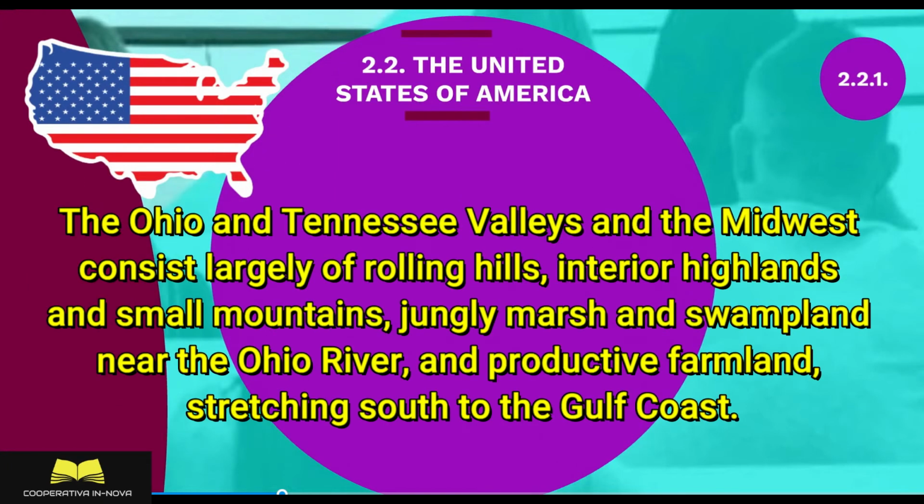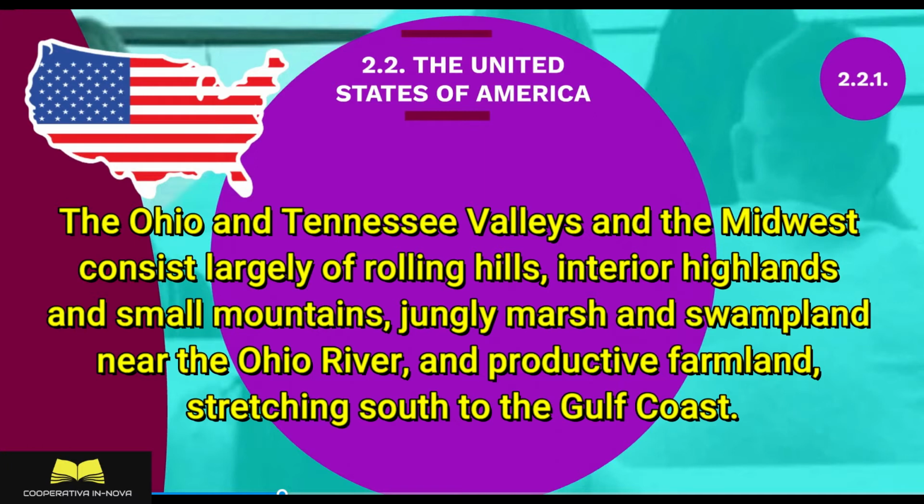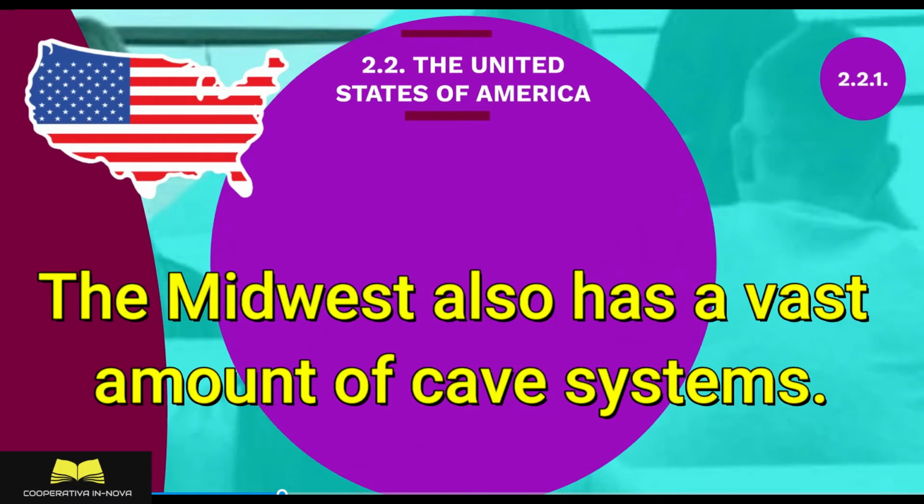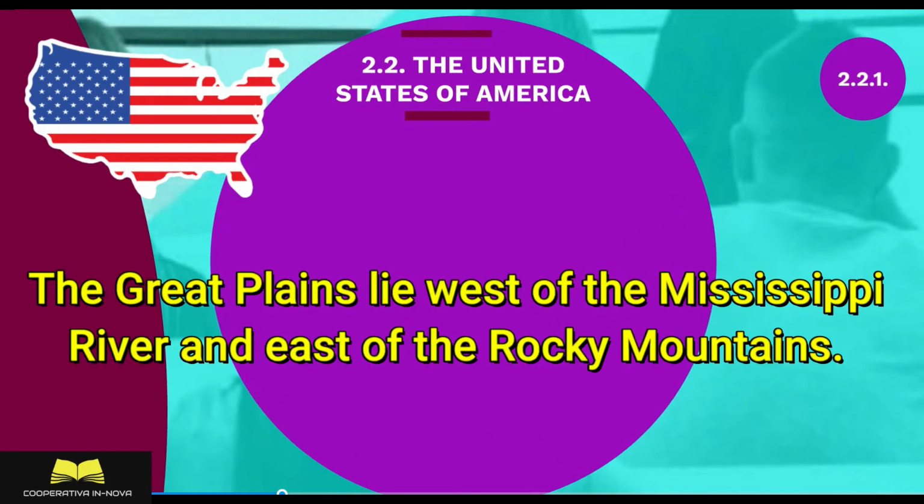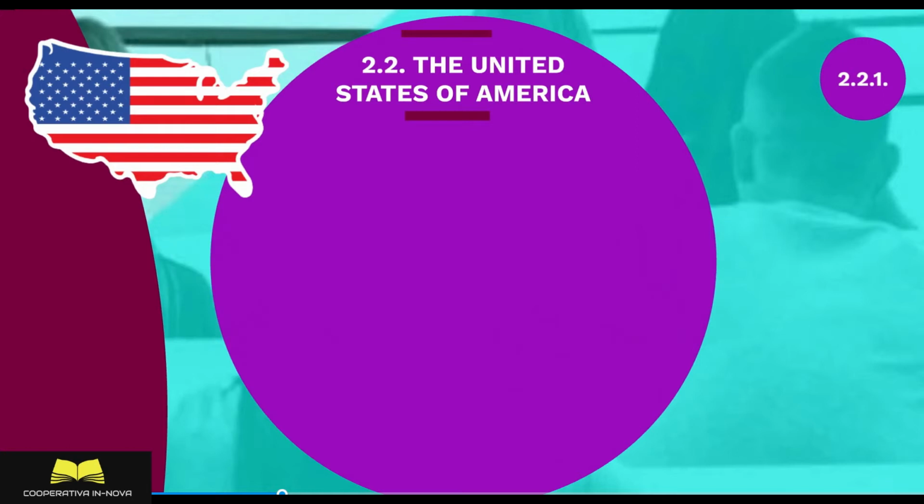The Ohio and Tennessee valleys and the Midwest consist largely of rolling hills, interior highlands and small mountains, marsh and swampland near the Ohio River, and productive farmland stretching south to the Gulf Coast. The Midwest also has a vast amount of cave systems. The Great Plains lie west of the Mississippi River and east of the Rocky Mountains. A large portion of the country's agricultural products are grown in the Great Plains.